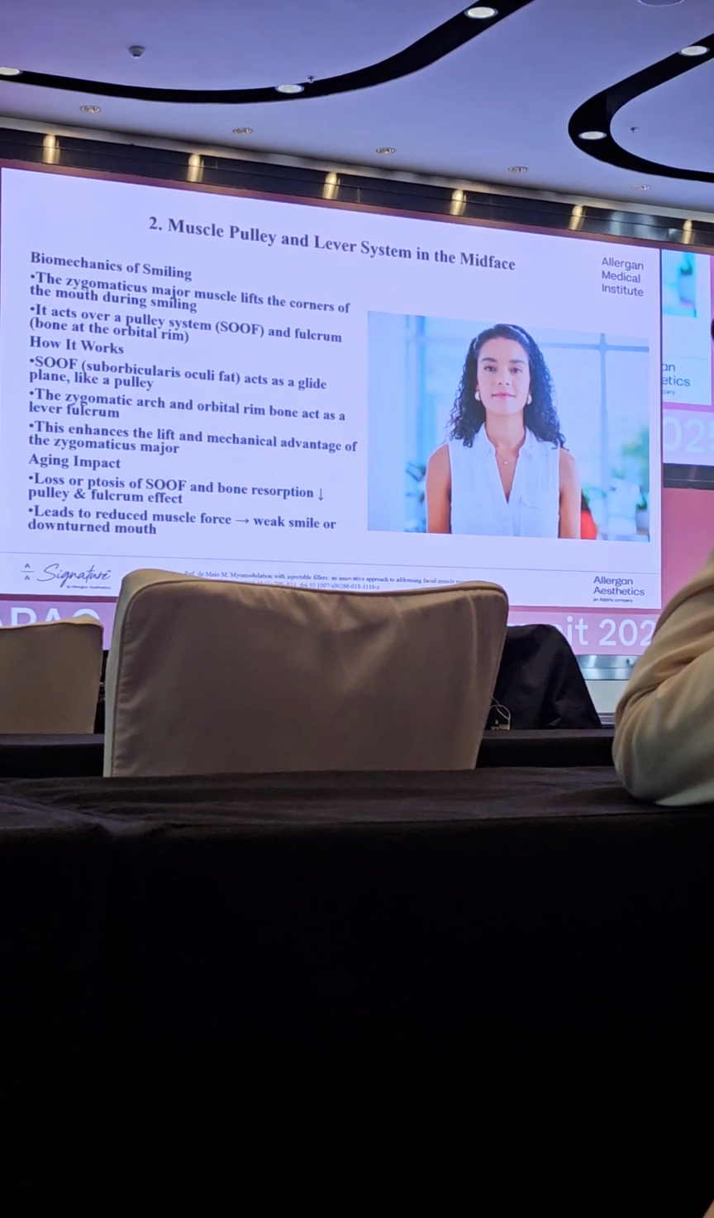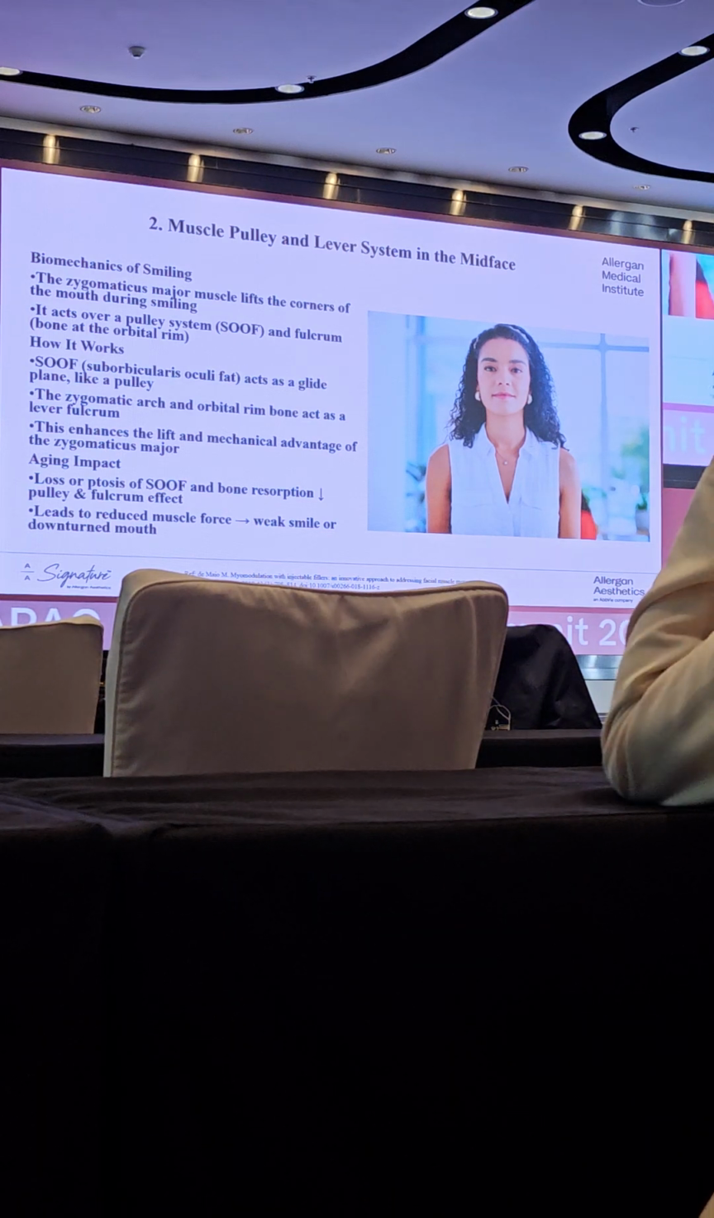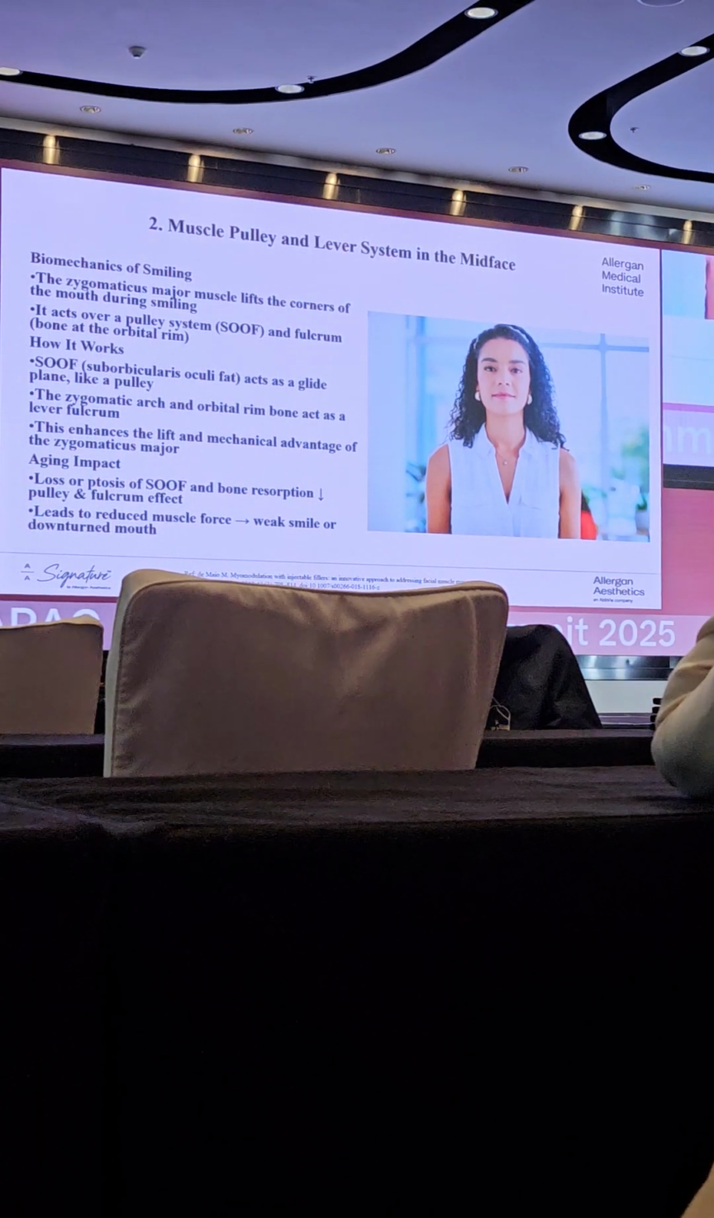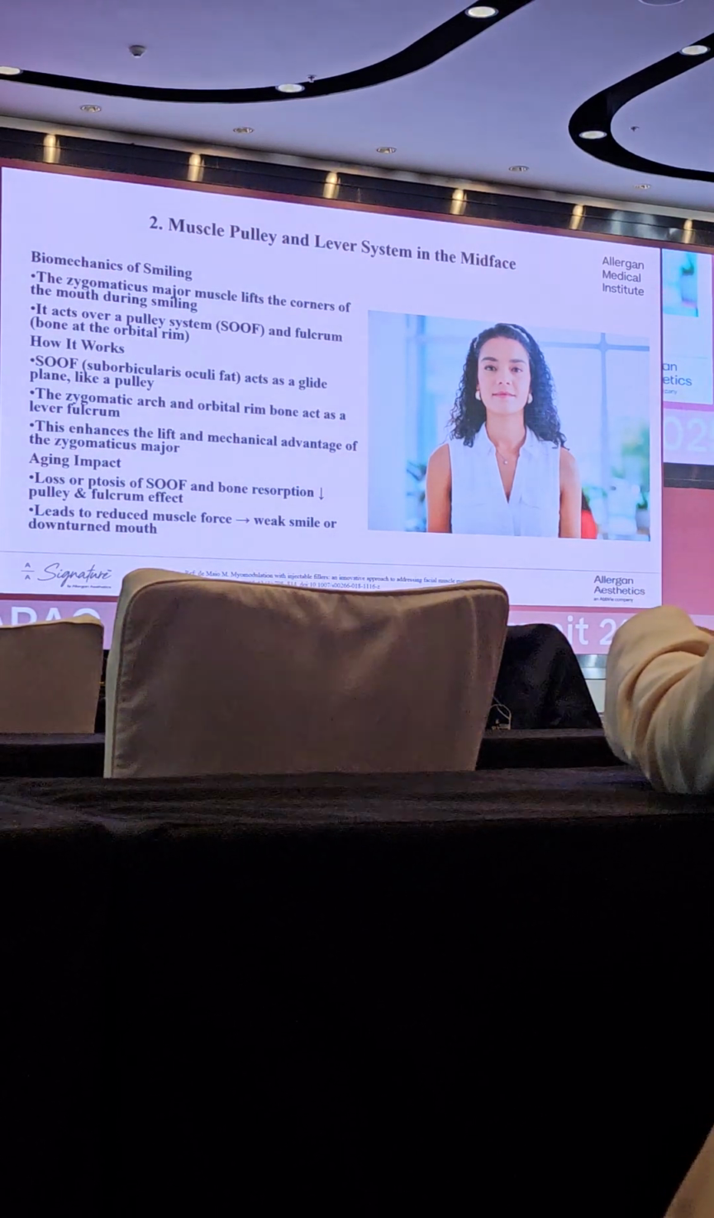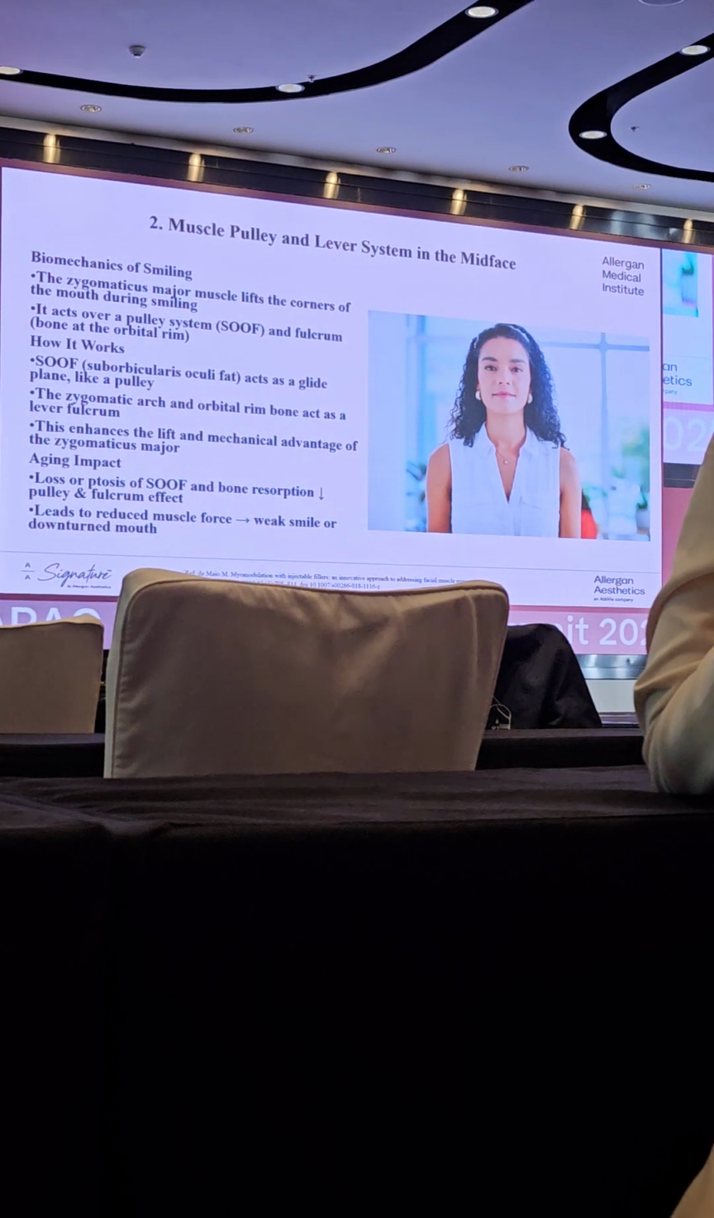The second mechanism of movement is muscle pulling and the lever system. For any muscle to act on the face, it has to use a fulcrum. For example, for the zygomaticus major muscle, the spoof, which is the deep fat pad, acts like a pulley, and the zygomatic arch is a fulcrum. When the contraction happens, the fixed point is the zygomatic arch, but the gliding is happening at the level of the spoof. So the deep fat pads provide a gliding plane on which the muscles can move.